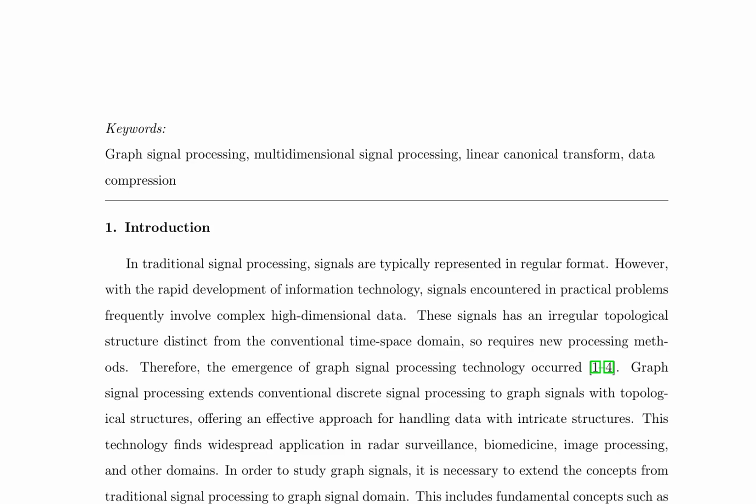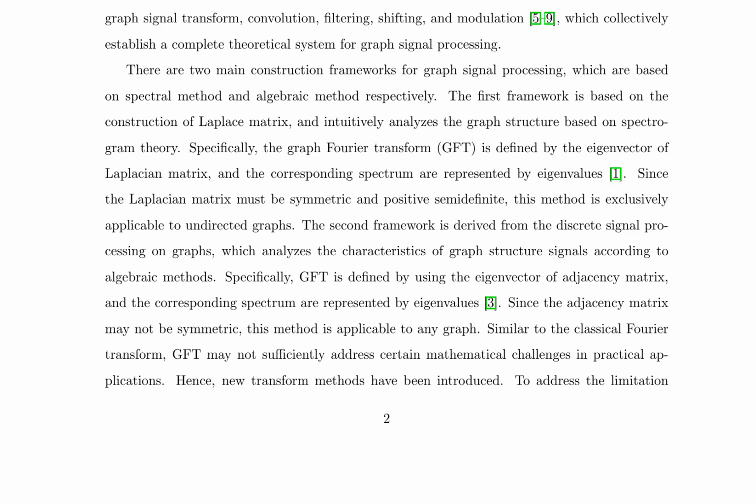These concepts establish a comprehensive theoretical system for graph signal processing. There are two primary construction frameworks for graph signal processing: spectral and algebraic methods. The spectral method, based on the Laplace matrix, intuitively analyzes graph structure using spectrogram theory. Specifically, the graph Fourier transform, GFT, is defined by the eigenvector of the Laplacian matrix, and the corresponding spectrum is represented by eigenvalues.